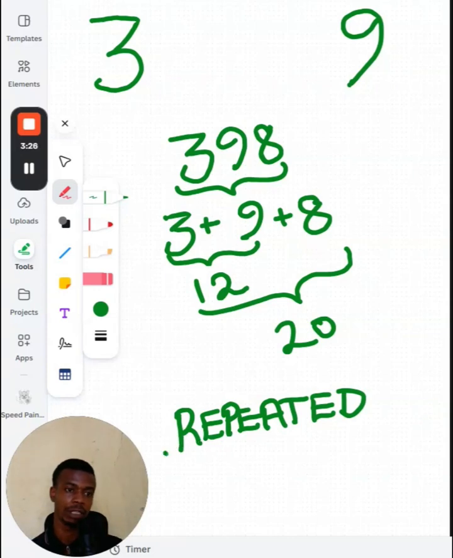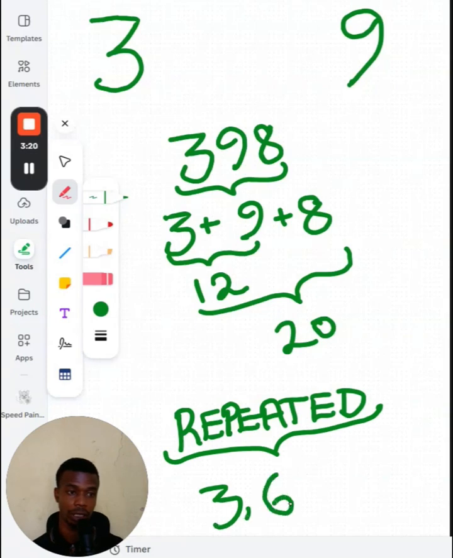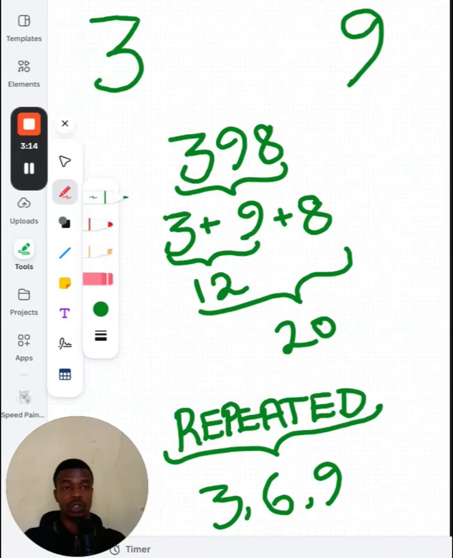A number is divisible by 3 if the repeated sum of the digits is 3 or 6 or 9. You see the word repeated? The word repeated means you're going to sum the digits again and again until you arrive at a single digit. And that single digit must be either 3 or 6 or 9. Let's try that with this.